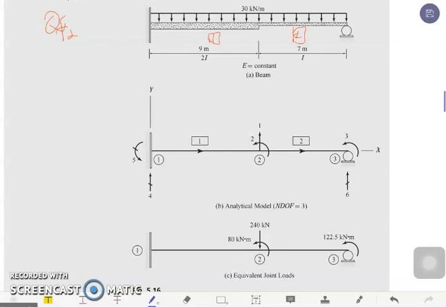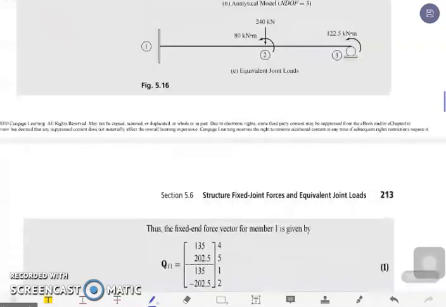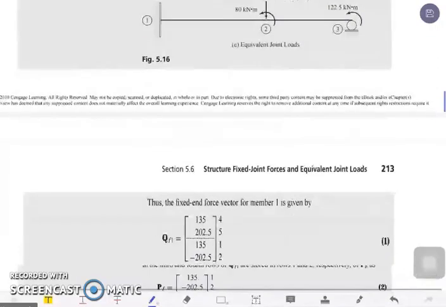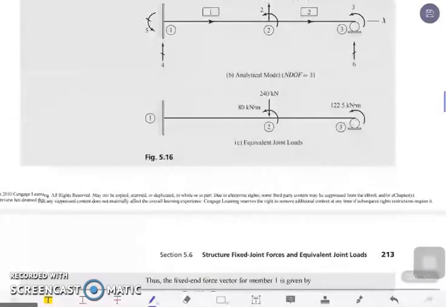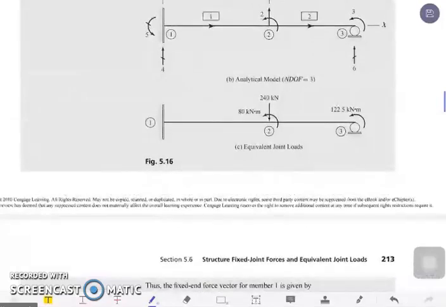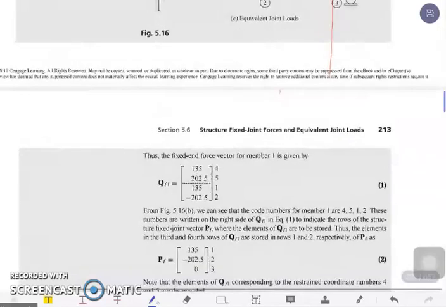So now, for member 1, since we have computed our Q sub F1, our member fixed-end forces, we have also identified our code numbers. So the code numbers here, for member 1, you have 4, 5 at the beginning of the member and 1 and 2 at the end of the member. So we have here 4, 5, 1, and 2 at the beginning and at the end of the member.